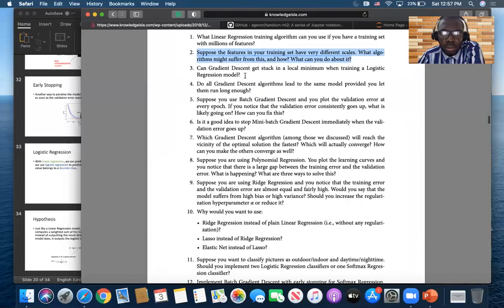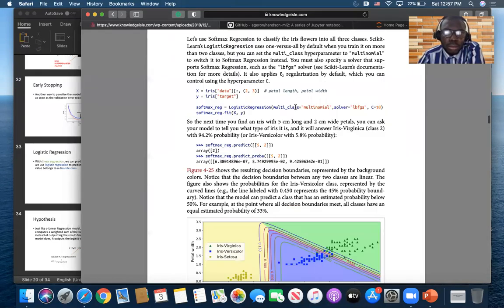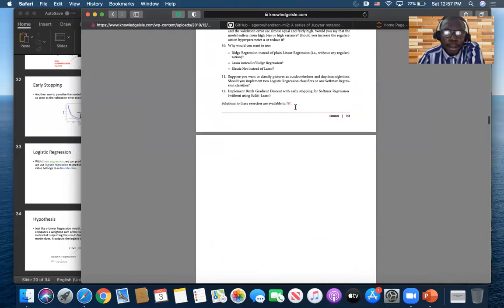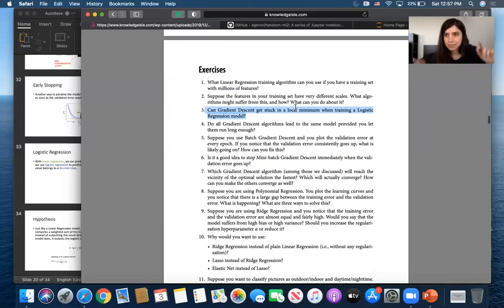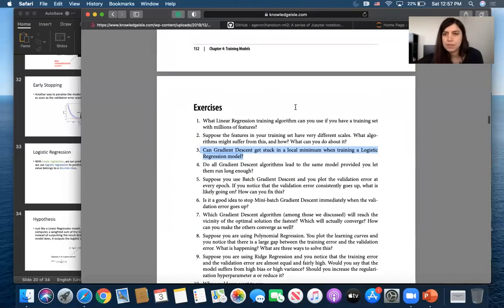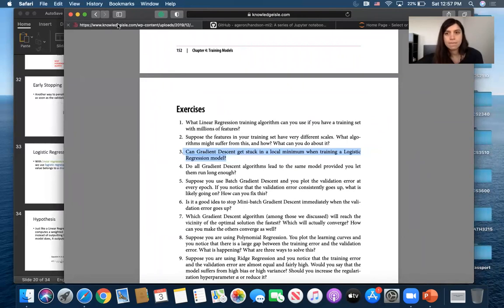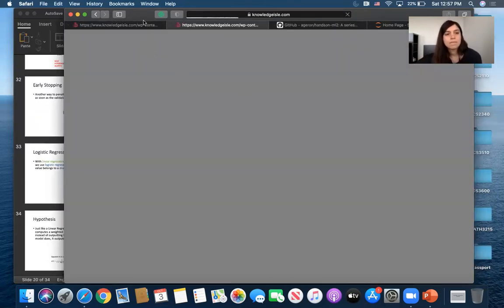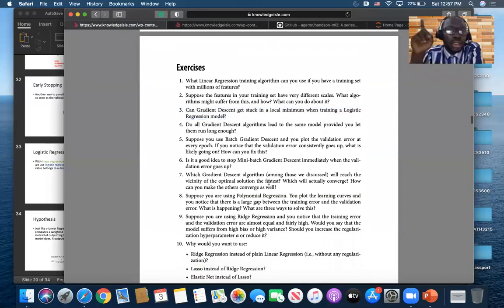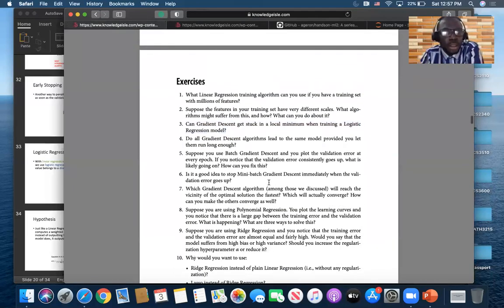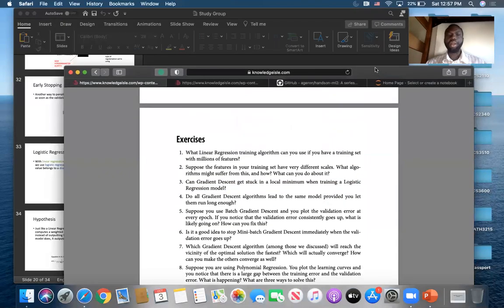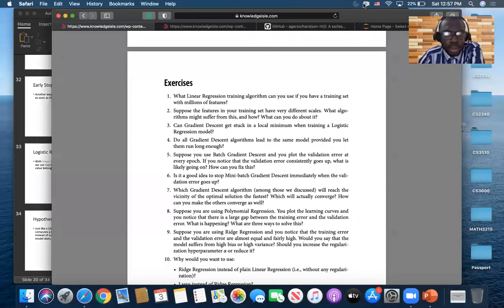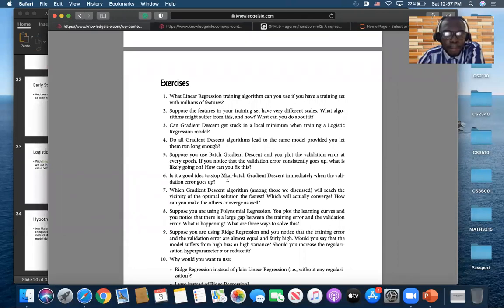Next one, can gradient descent get stuck at a local minimum when training a logistic regression model? I think the answer is no. Let me check. I thought it was yes, that the curve, the cost function that he introduced. Yeah, let me try and get the answers. Since the gradient descent is like a straight line and the logistic is like a convex curve. Yeah. So we get stuck at the local minimum sometimes before reaching the global minimum.